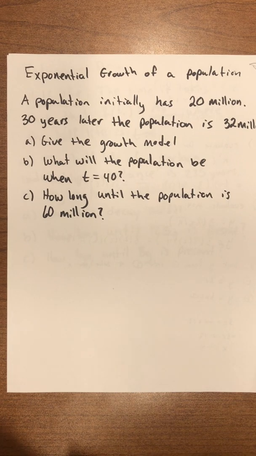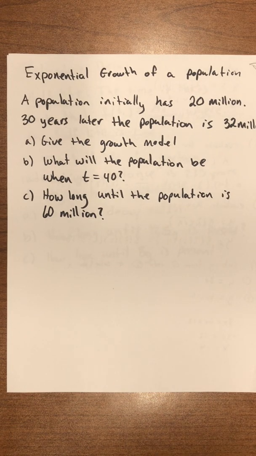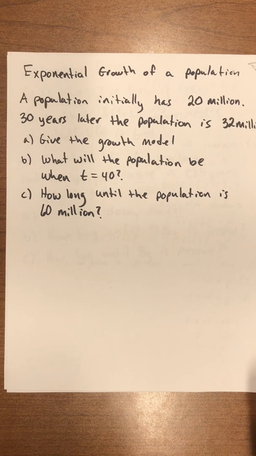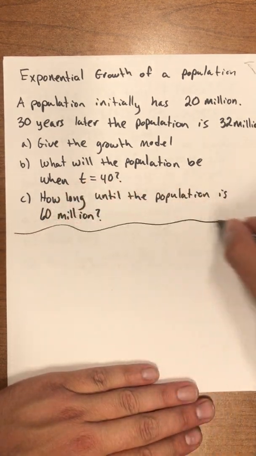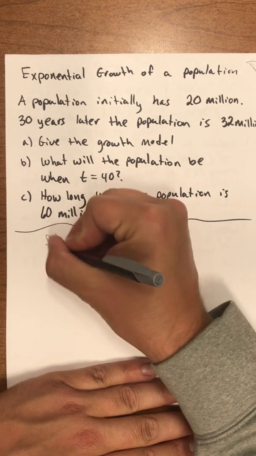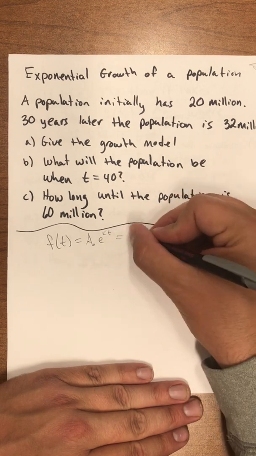So, under the controlled circumstance of, let's say, a country of 20 million where we don't have anything crazy going on that we want to examine, we're just looking at the math here. We take an observation 30 years later that the population has increased by 12 million. We are going to use an exponential growth model for this rather than a y equals mx plus b or something. So part A, we're going to give the growth model, and we're going to need to solve for k. So f of t equals a naught e to the kt.